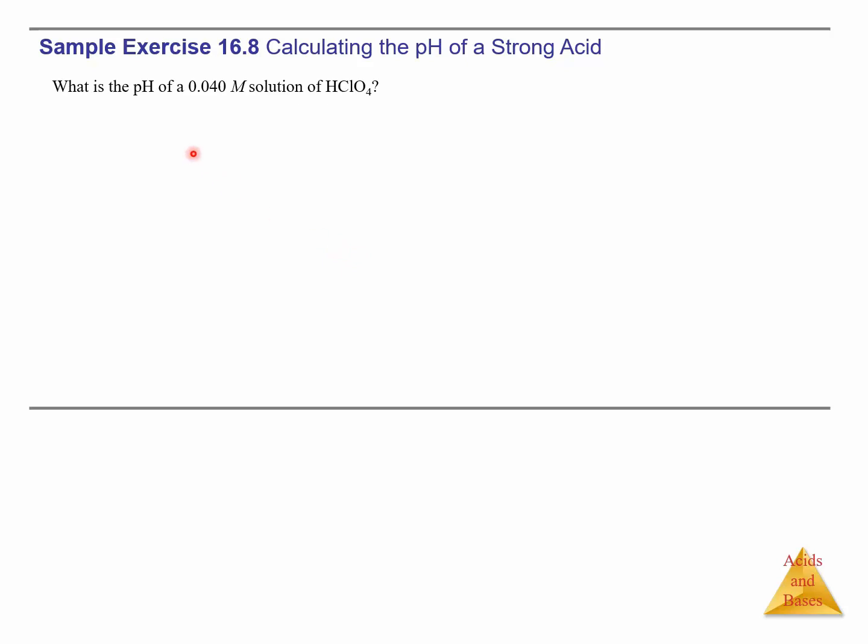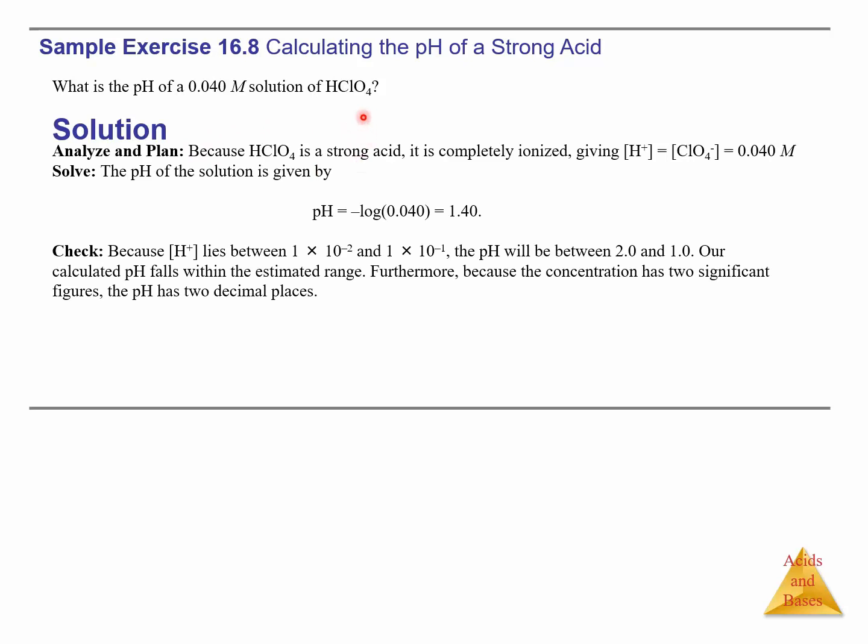What is the pH of 0.04 molar solution of HClO4? Since HClO4 is one of the 7 strong acids, the concentration of the acid equals the concentration of H+, as you can see here. So immediately pH equals minus log 0.040, which equals 1.40. Check: because the H+ concentration lies between this value and this value, the pH will be between 2 and 1. Our calculated pH falls within the estimated range. Furthermore, because the concentration has 2 significant figures, the pH has 2 decimal places.